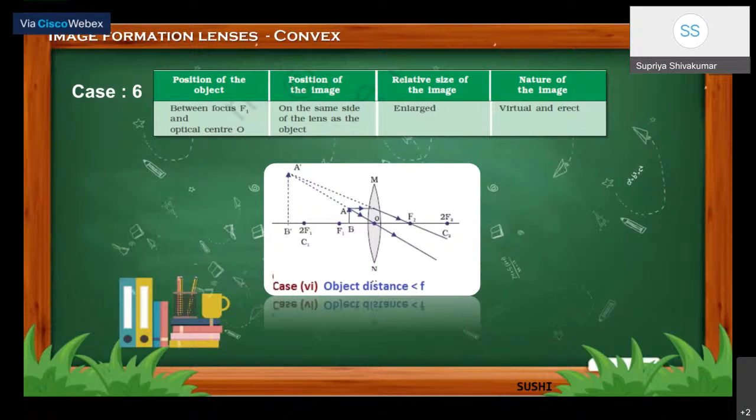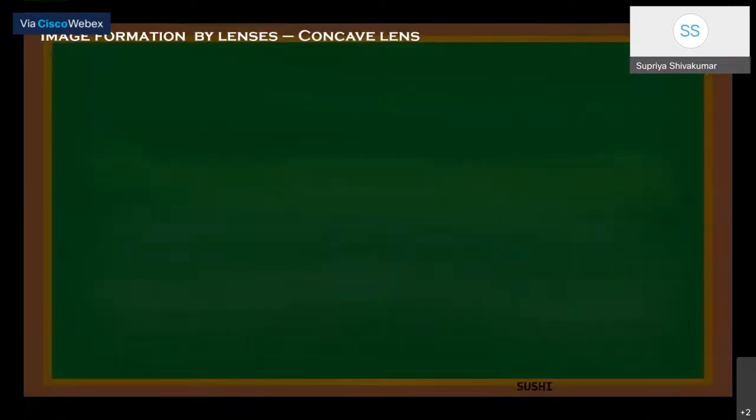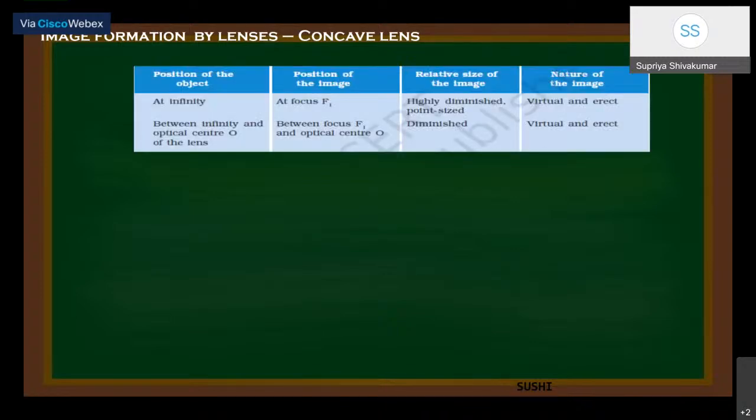Now we will move on to one more lens, which is quite easy because there are only two cases: the concave lens. In the concave lens, we know there are only two possible cases, but here too you can see all the 6 cases. But the first case, which you saw in the convex lens, which is at infinity, the same you can see here, but there is a change. Similarly, in the remaining 5 cases that we saw, here too we can see 5 cases, keeping the object at all the points which we had kept for the convex lens.